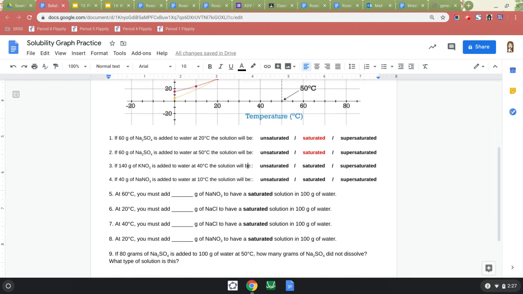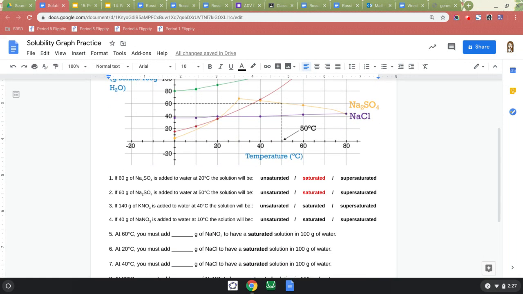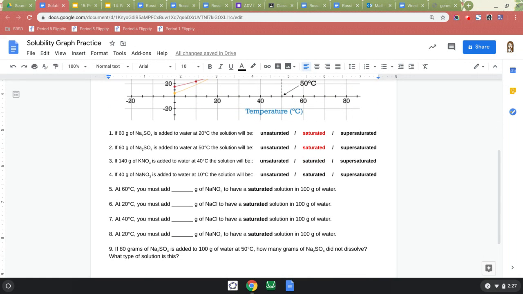So take your time and work on the rest of this worksheet, and then you can submit. You can do it right on here. You can do it on the doc and submit. You can take a picture of you handwriting it and submit, whichever way works best for you.